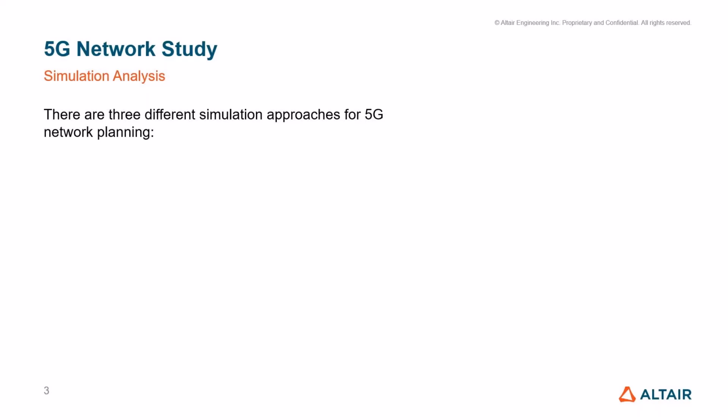So there are three different simulation approaches for 5G network planning. And of course, we are speaking here in the scope of WinProp. The first possible approach is to specify an omnidirectional antenna or multiple antennas at the base station level. And when you do this in a 5G network planning project in ProMan, you can specify additional antenna gains to account for beamforming in specific directions. And this is usually done at the carrier assignment level.